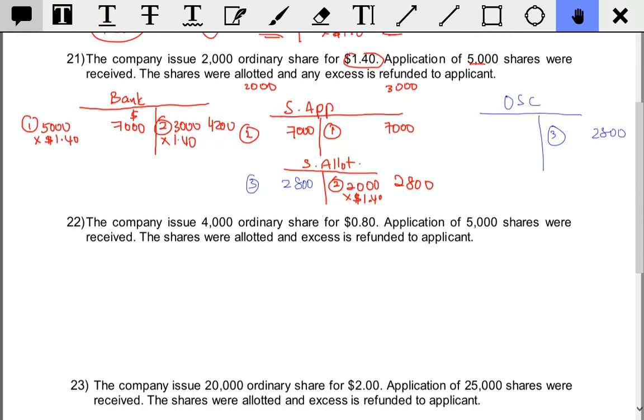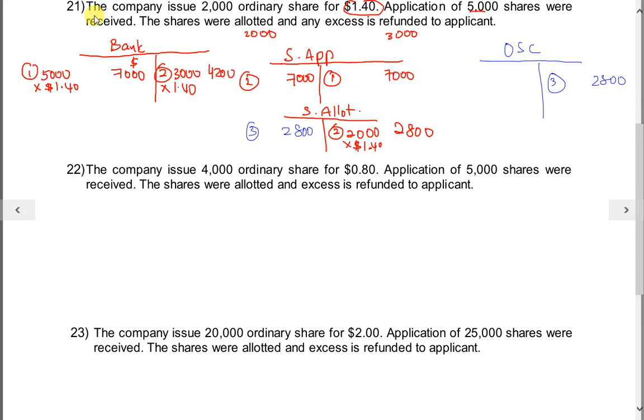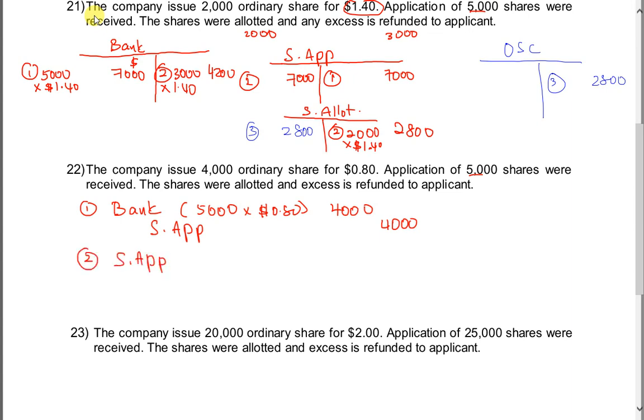Okay, number 22. The company issued 4,000 ordinary shares at a price of $0.80. Applications received are 5,000 shares, and the shares were allotted and the excess is refunded. Number 1, debit bank, application of 5,000 shares were received, so debit 4,000, credit share application. Remember to write the narrative. Number 2, debit share application 4,000.